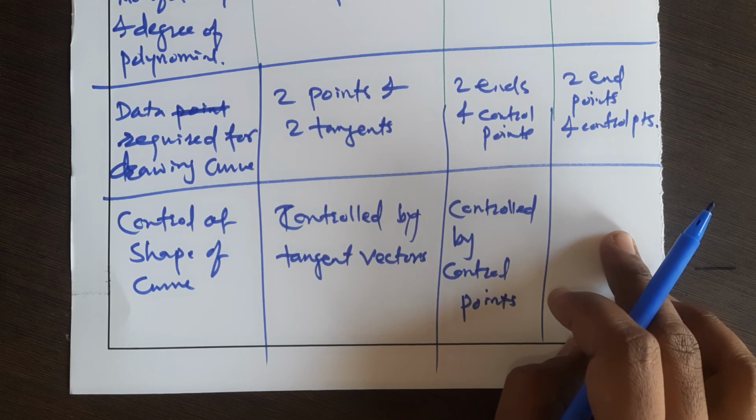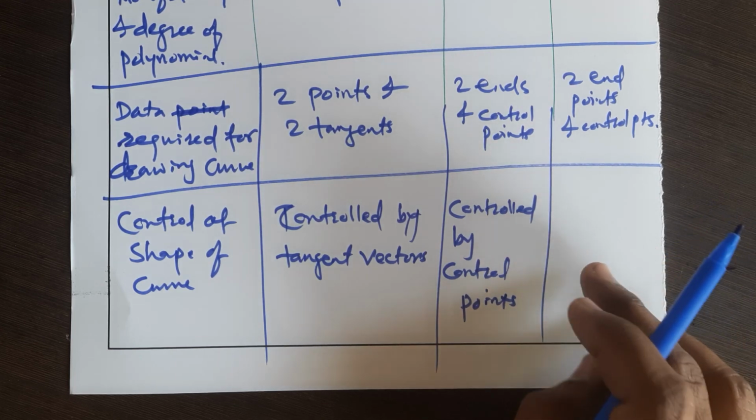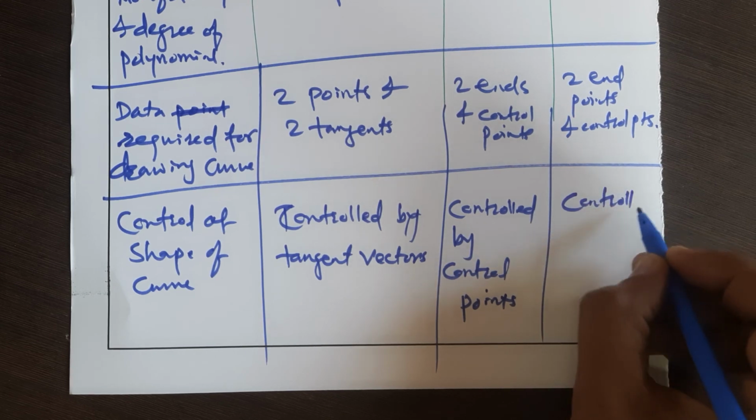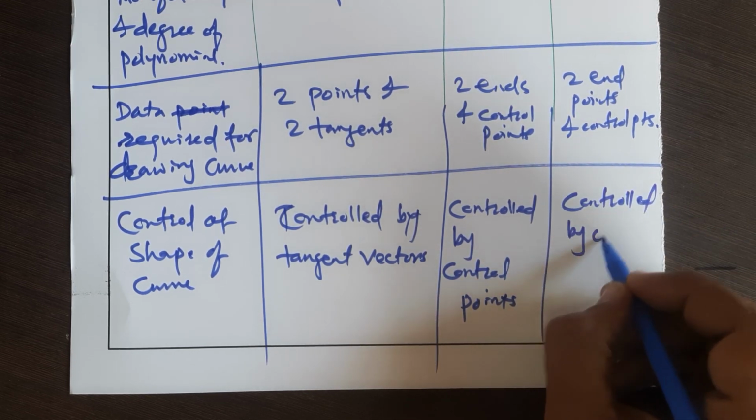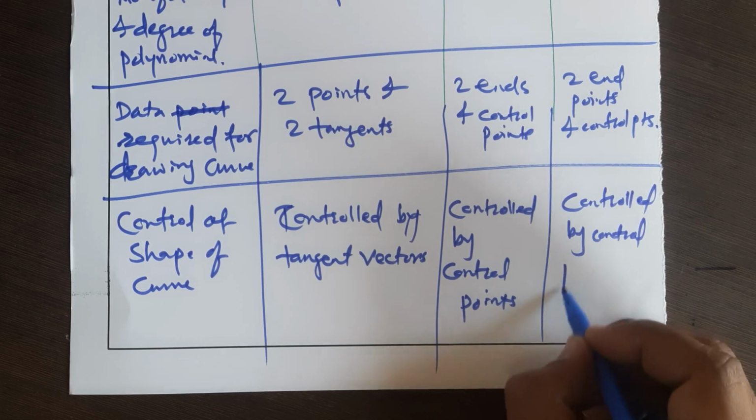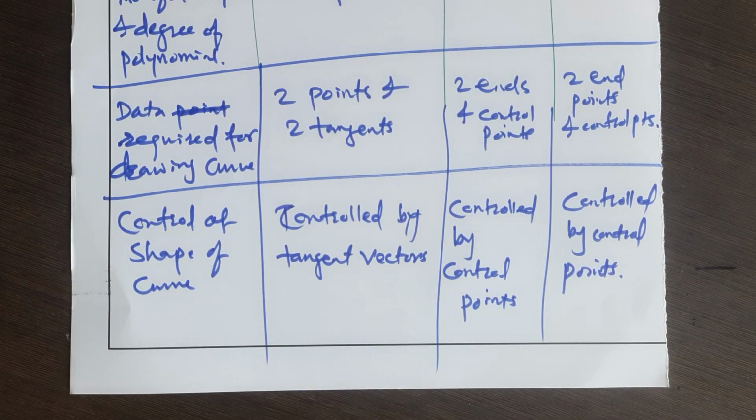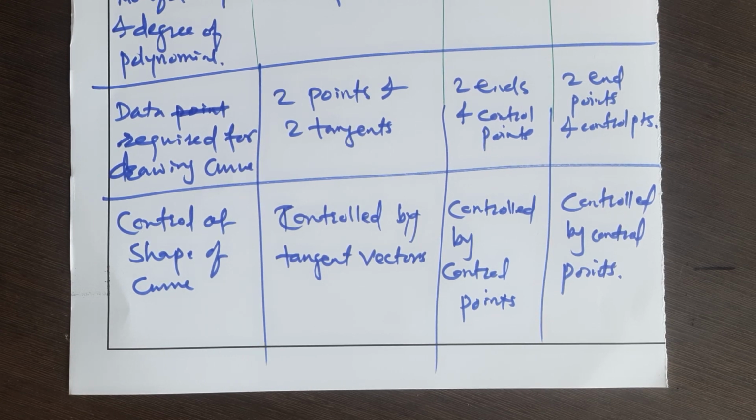Whenever a single control point is moved, it affects only the local portion. So in this way you can compare the Hermite cubic spline curve, Bezier curve and the B-spline curve. Okay, thank you.